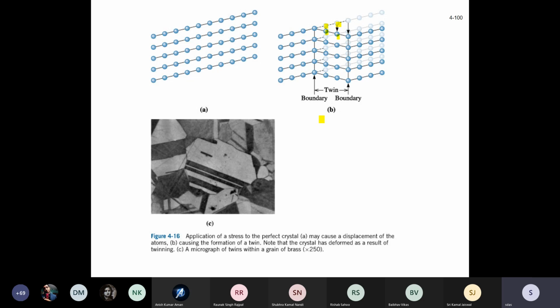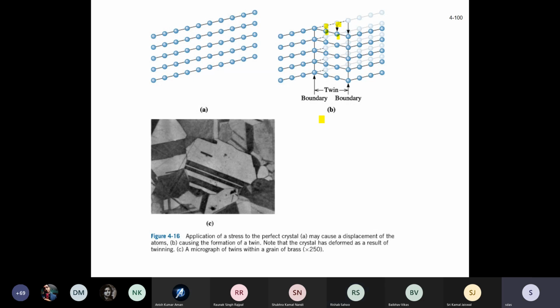Any question? So can twins be as large as a whole grain? Please. Okay, I didn't hear you properly. So can twins be as large as a whole grain? Larger? So can they be as large as a whole grain?